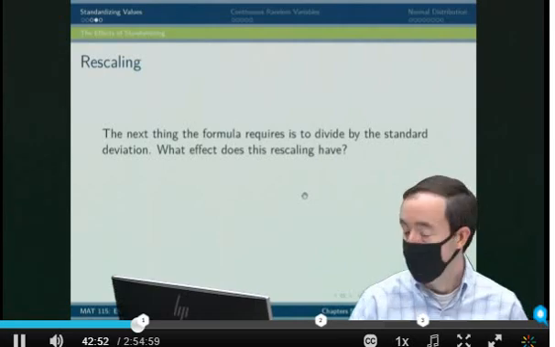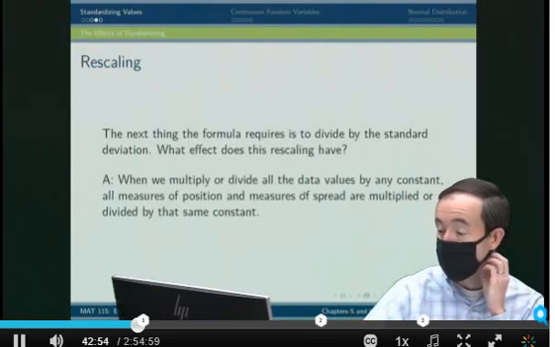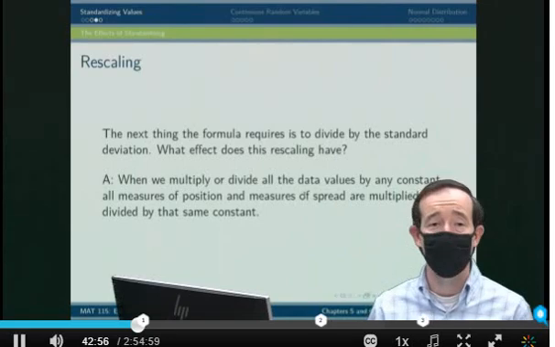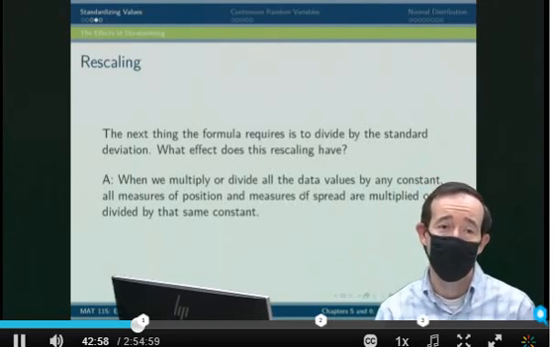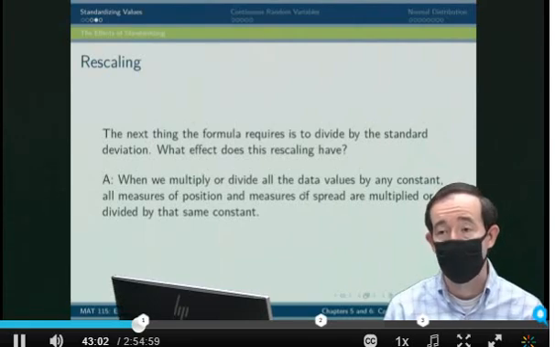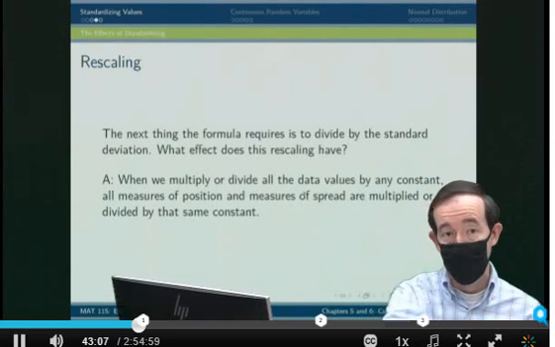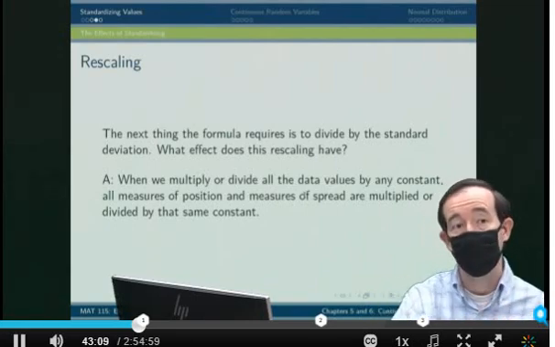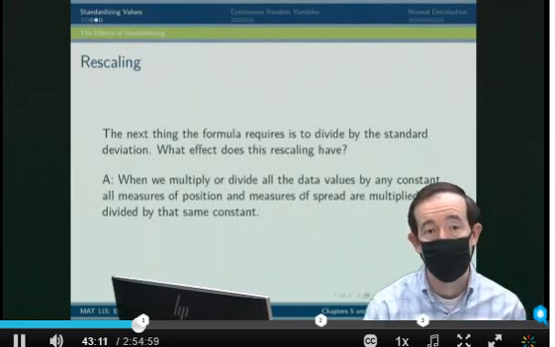Okay. So what does that do as a net effect? It affects all of the values, both position and spread. And what it does is it multiplies or divides them all by the same constant. Okay. And do be careful, if I've already done this shifting first, it multiplies the shifted amount by that constant.